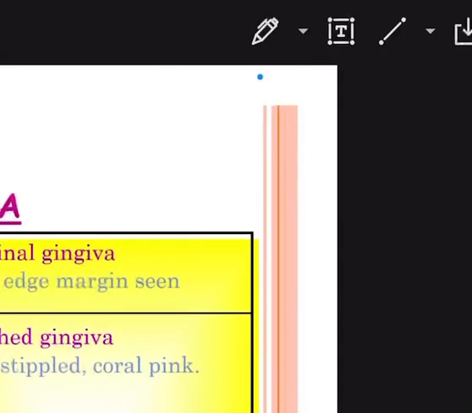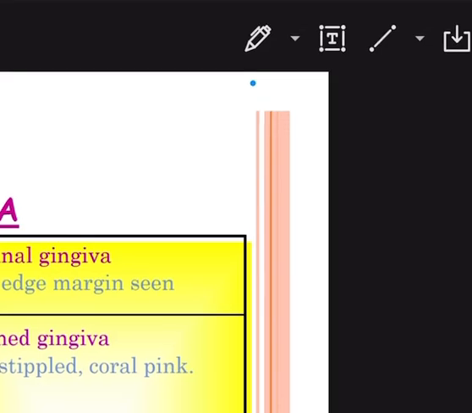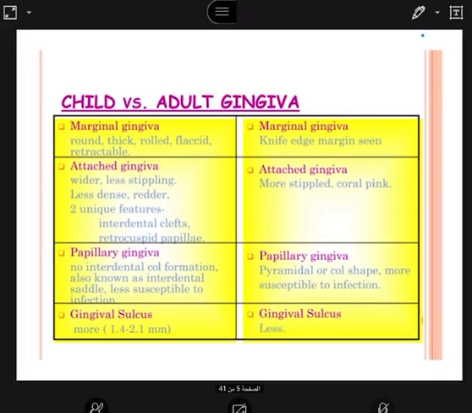You see more stippling, meaning more orange peel texture or more sign of keratinization, in adult gingiva compared to that of children's gingiva. Having said that, you will not see stippling in a very small child. If the child is less than 3 years of age, it is normal for the child to not have stippling. That is a normal phenomenon. You cannot associate that with a gingival disease. That's what you have to keep in mind.